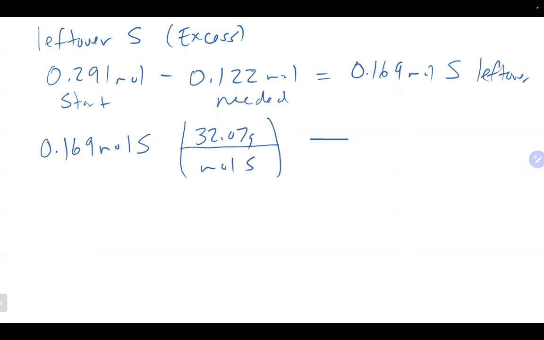And roughly we got something like 5.42 grams of sulfur that's left over. We started with about 9.3 grams, right? We used about 4-ish grams, and we got about 5 grams of the sulfur left over when this reaction is done. Any questions on any of that calculation?